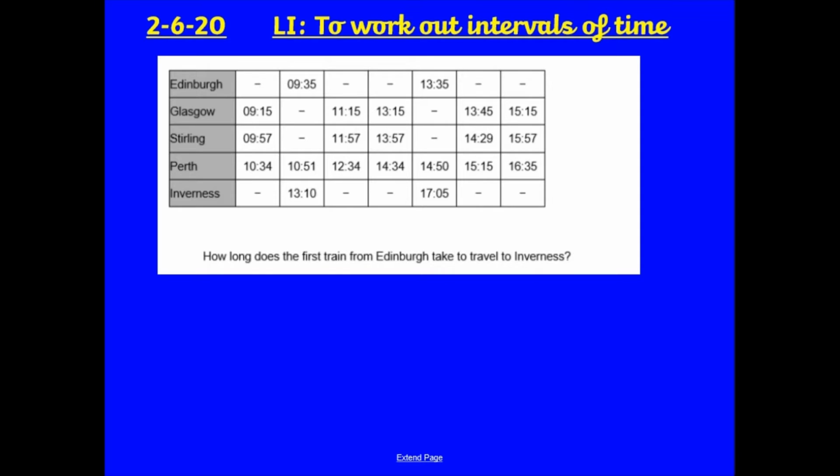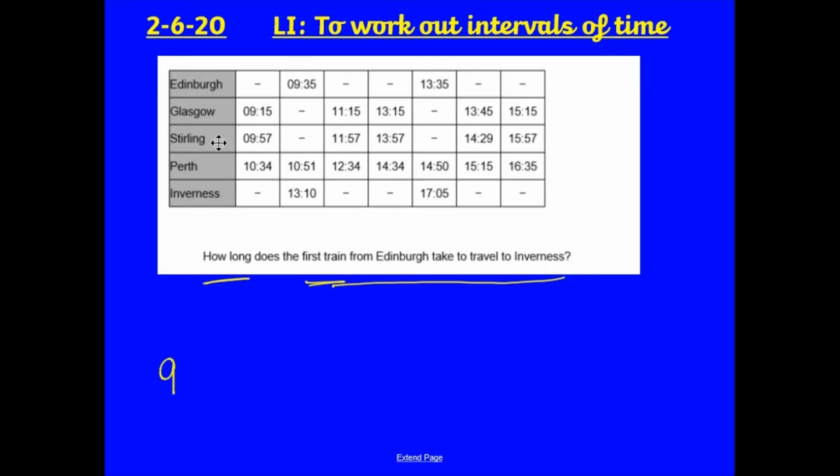And the first question says, how long does the first train from Edinburgh take to travel to Inverness? So again, it's reading that information. The key thing I'm answering here is how long. This could be misread by people who go, first train, here it is. But that doesn't go from Edinburgh. I need to find the first Edinburgh train that goes to Inverness, which is this one here. And how long does that take?